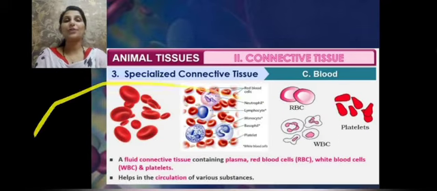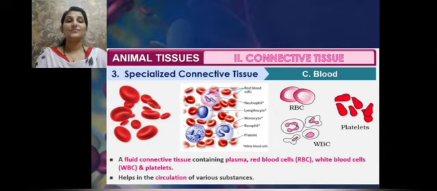And the last type of connective tissue is blood. The blood is a fluid connective tissue in which the matrix is a fluid, and this fluid is nothing but the plasma, in which the RBCs, WBCs and platelets are enclosed or embedded, and it helps in circulation of various substances throughout our body. It helps in transportation of nutrients, of respiratory gases, of hormones, and also it helps in the removal of the nitrogenous waste which is formed inside the cells.